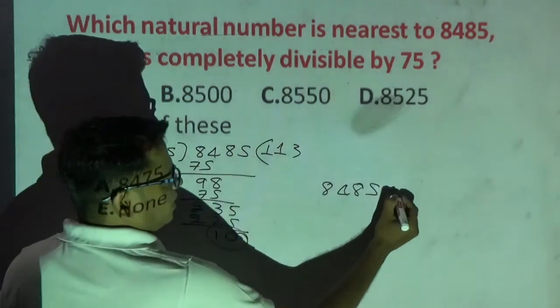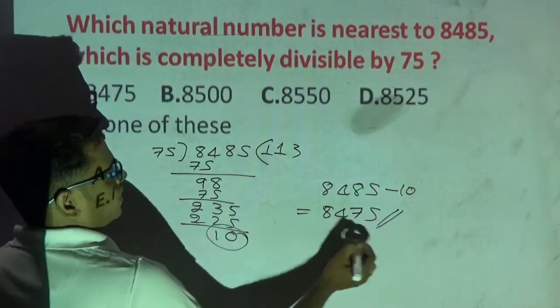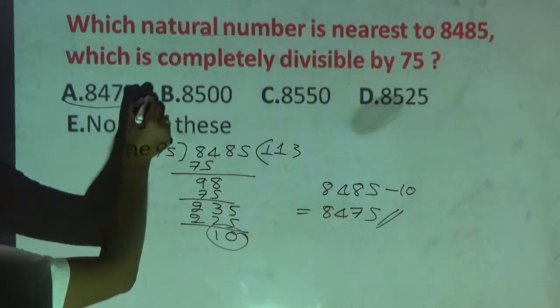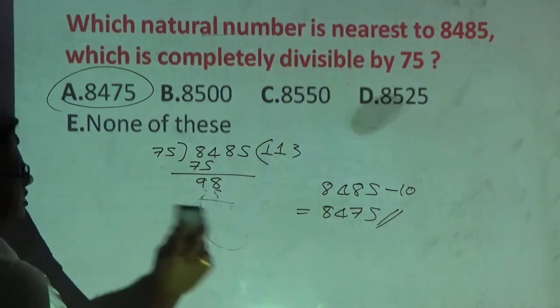Correct? Therefore, if I subtract 10, I am going to get 8475, which is completely divisible by 75. Therefore, the answer for this question is option A, 8475. Hope you have understood. Okay, I will go for the next example now.